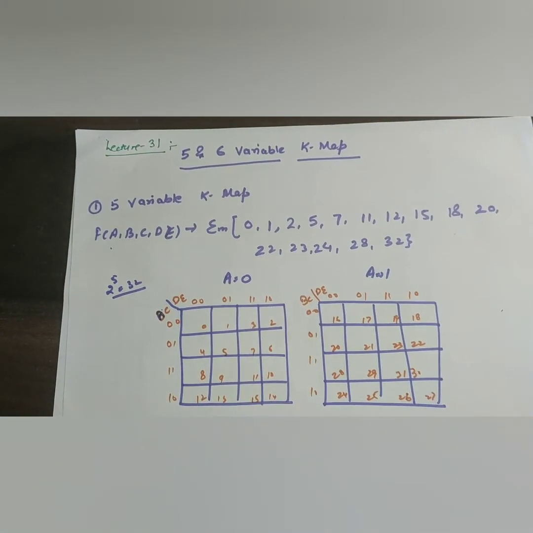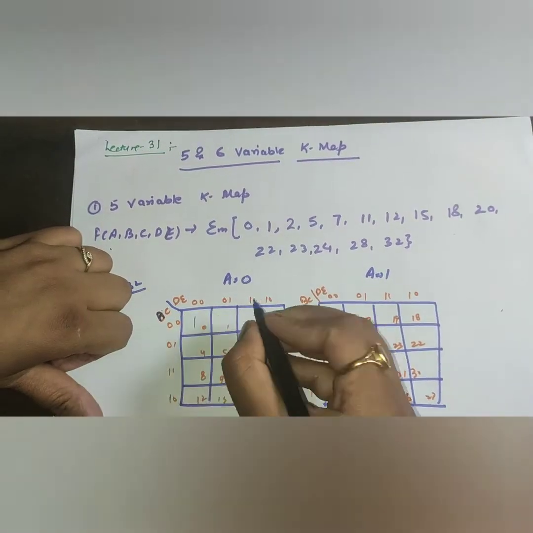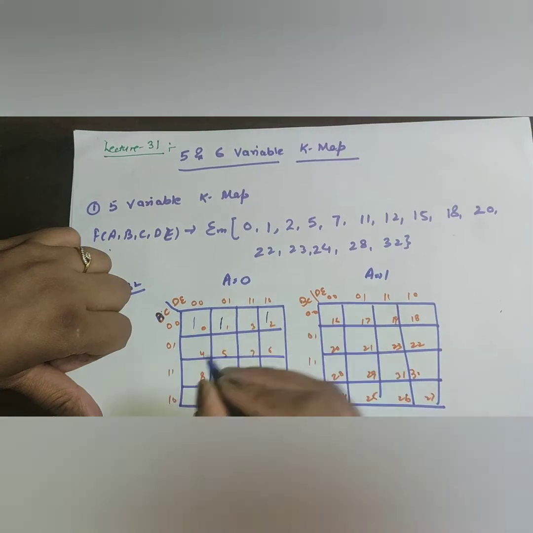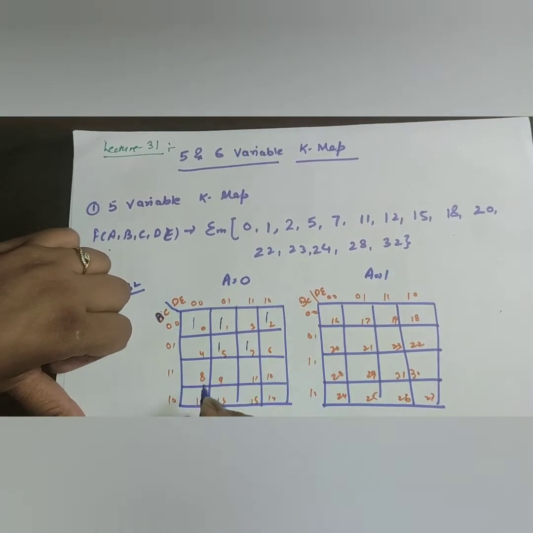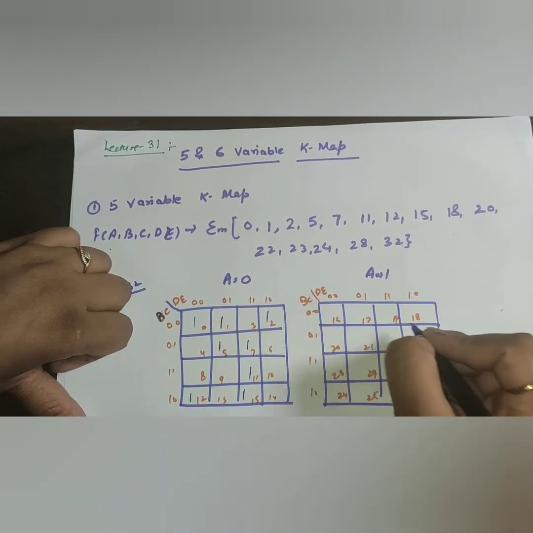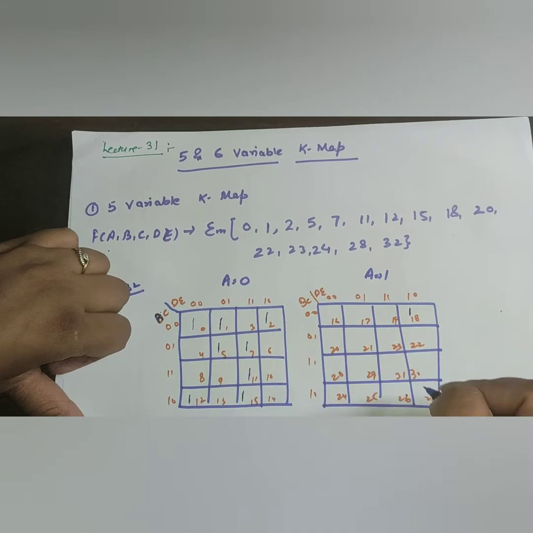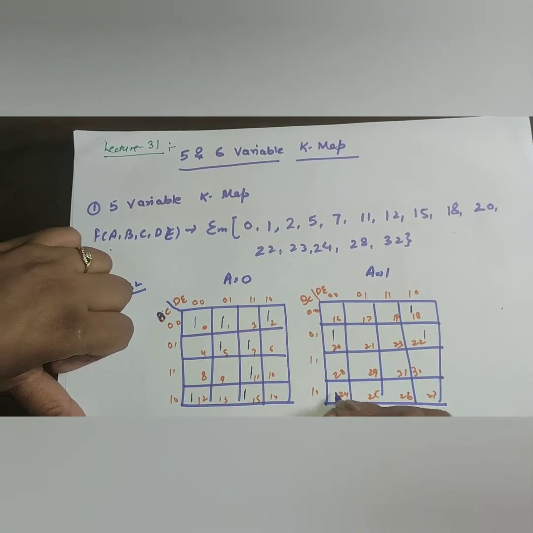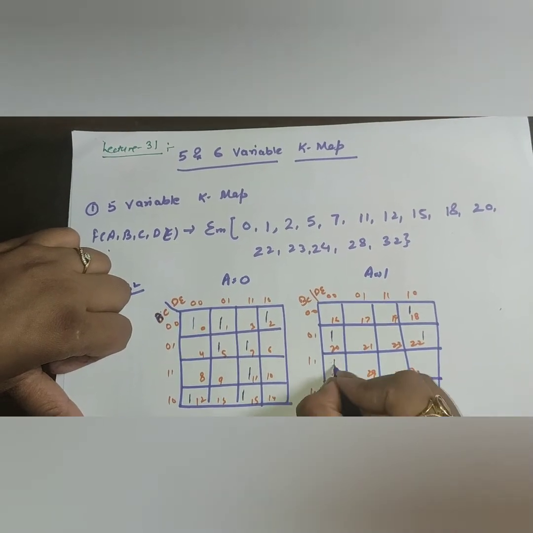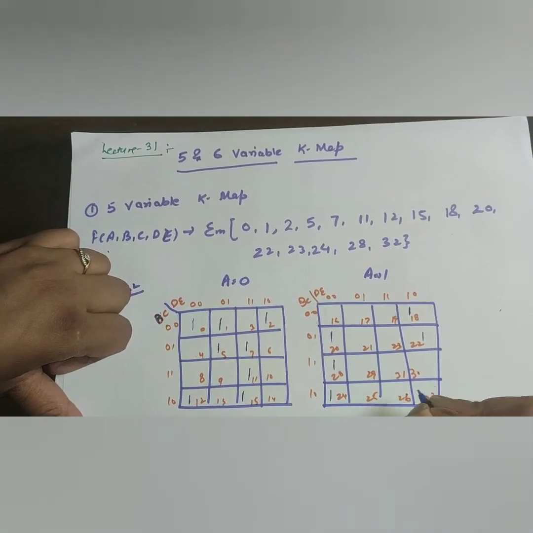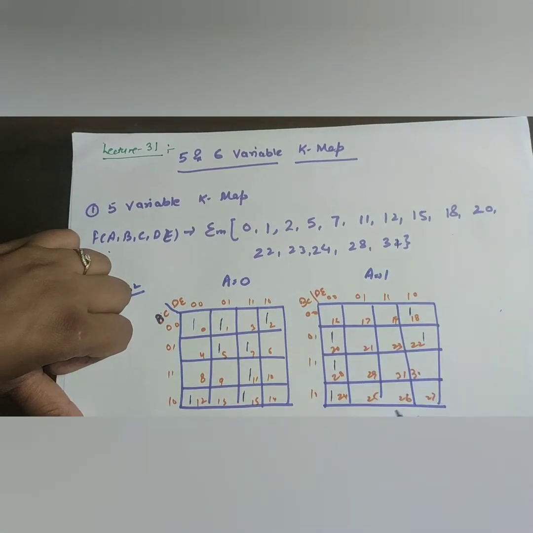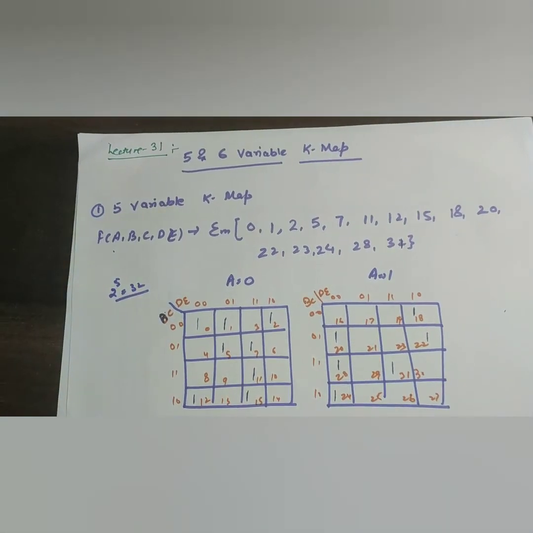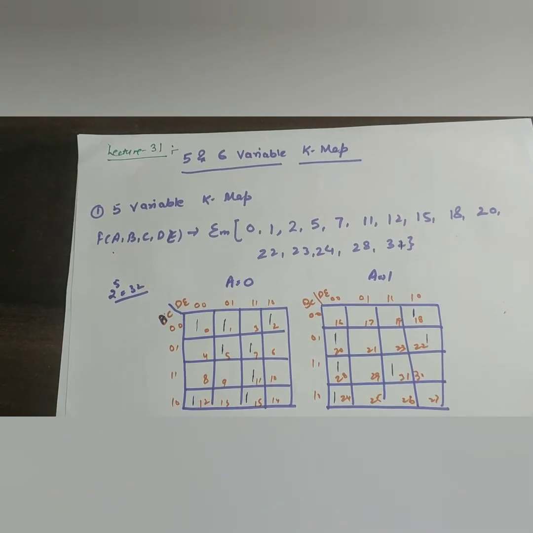Now how can we make the grouping? Let's suppose the minterms are 0, 1, 2, 5, 7, 11, 12, 15, 18, 20, 22, 24, 28, 31, because the last number is 31. This is how we write the number of ones.